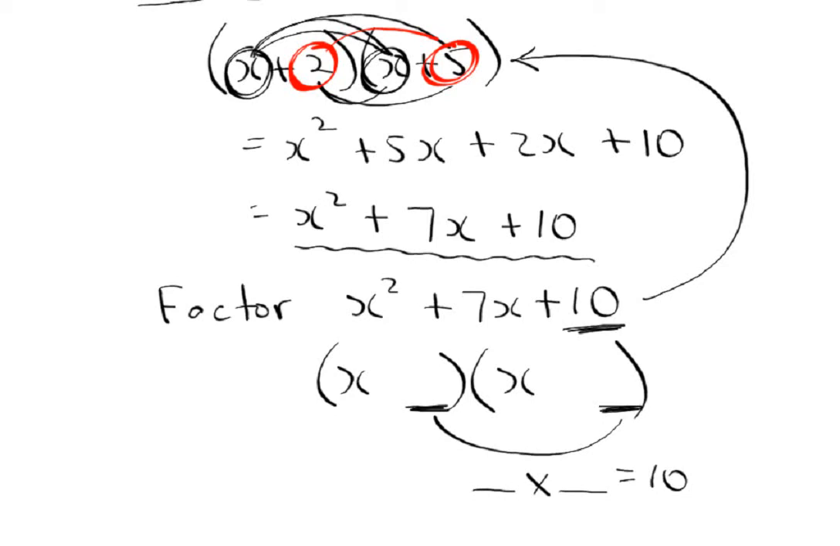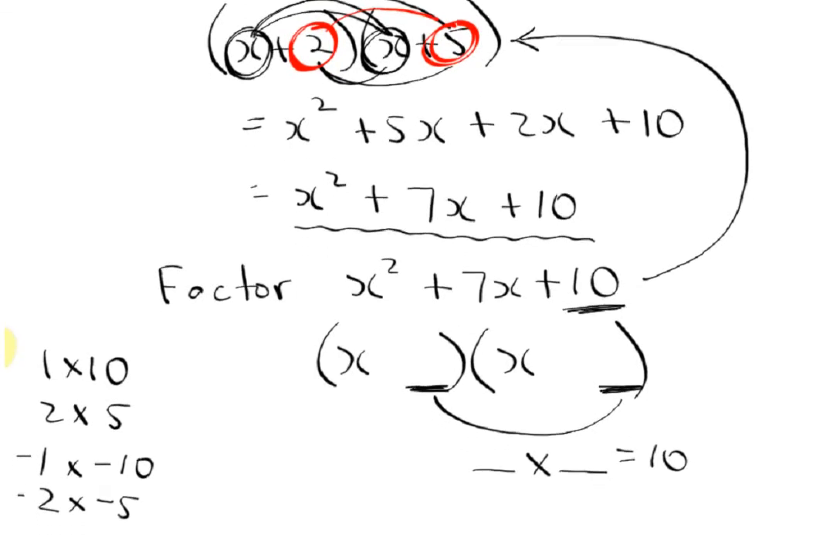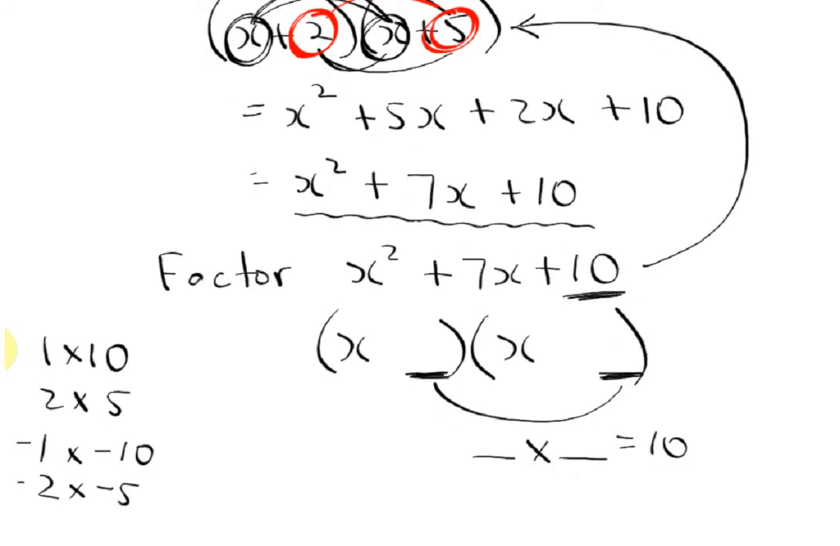But, of course, there's a lot of possibilities. I mean, we could have 1 times 10. We could have 2 times 5. And we could also have the negative versions of that. So we could have negative 1 times negative 10 and negative 2 times negative 5. All those are numbers that multiply together and make 10. So which one is it?